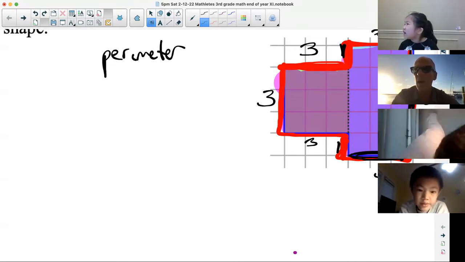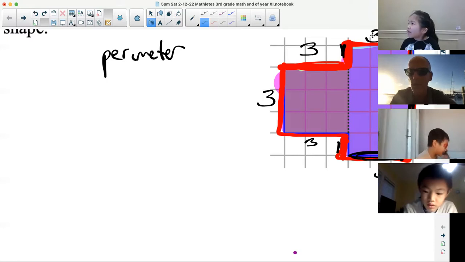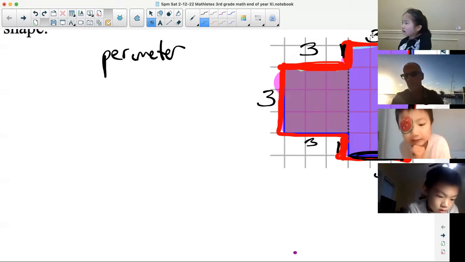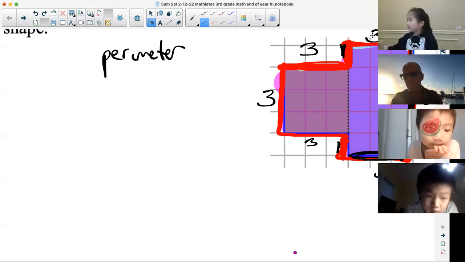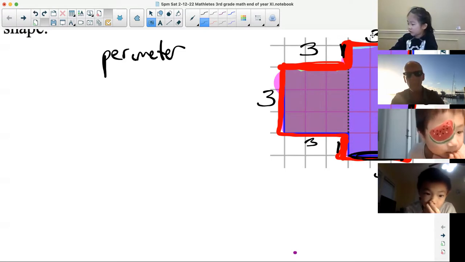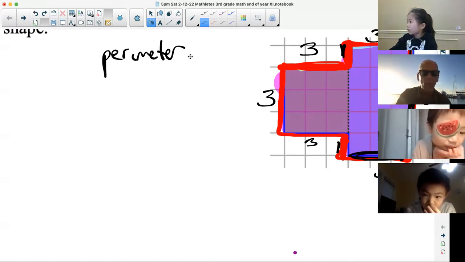Now, I want everybody to add those numbers up, please. And I want to know what the perimeter is.